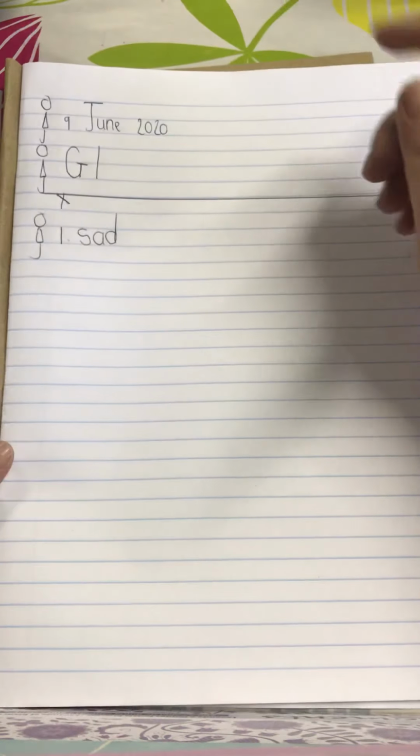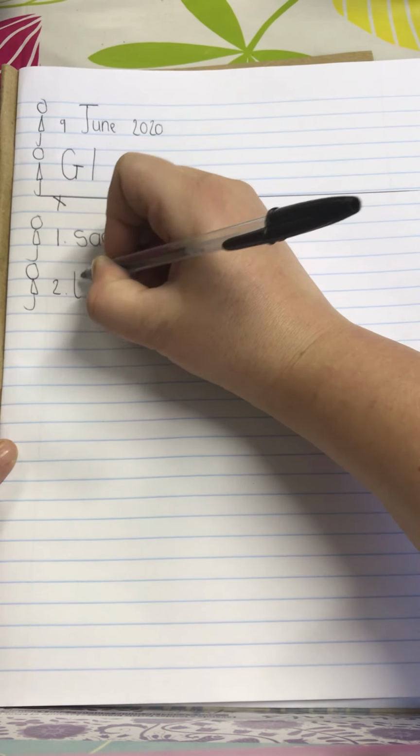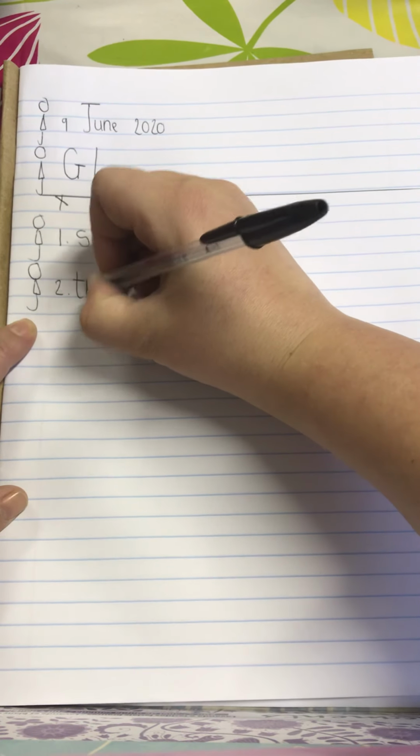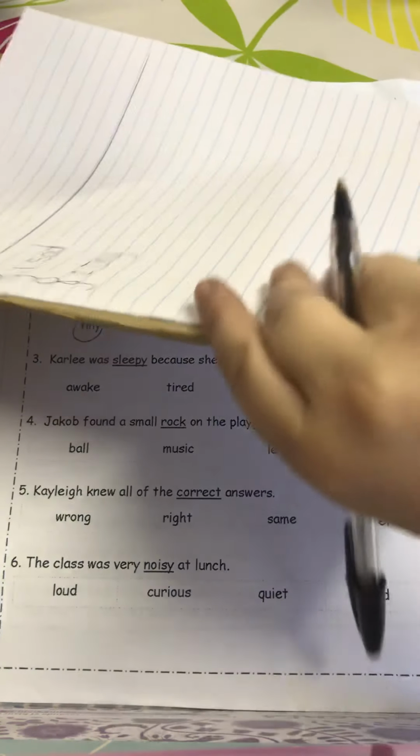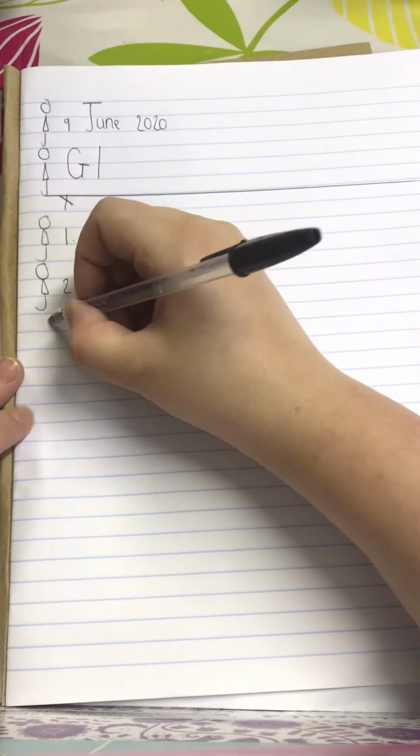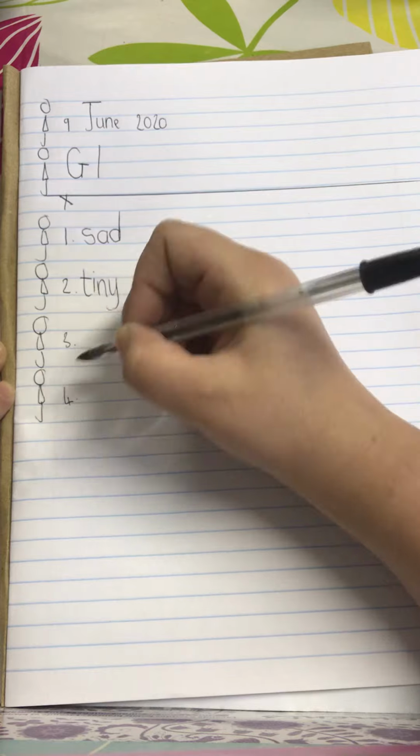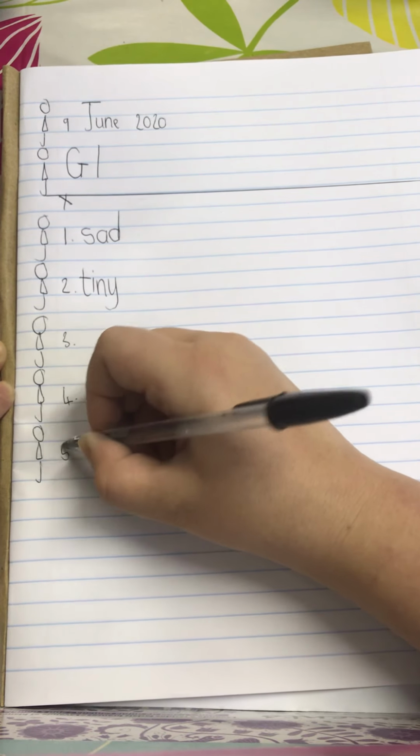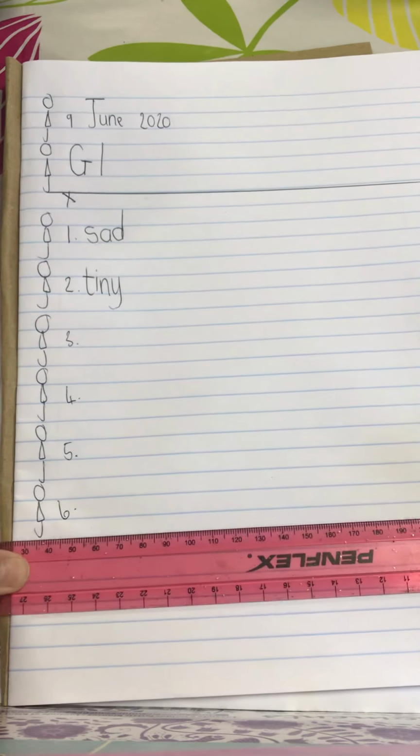So if you don't have the worksheet in your book, make your Minky Monkey, write number 2, tiny. Good. Number 3, 4, 5, and 6 I'm going to leave for you to do on your own. If you are working from the book, you are going to do 3, 4, 5, and 6, but please remember to draw a line underneath your word.